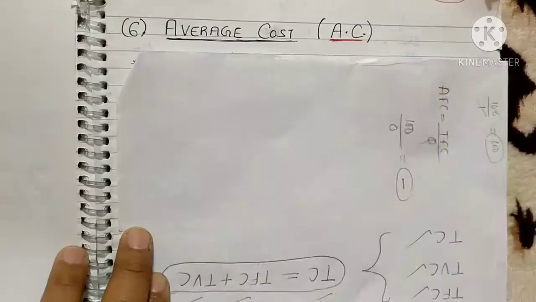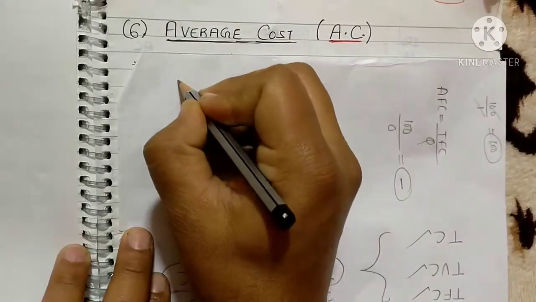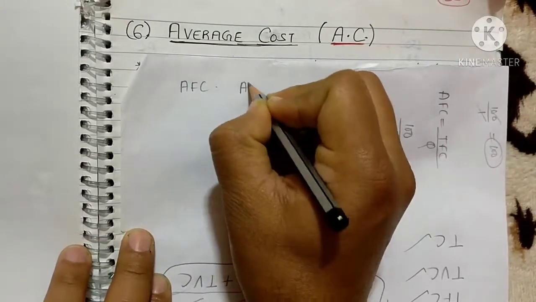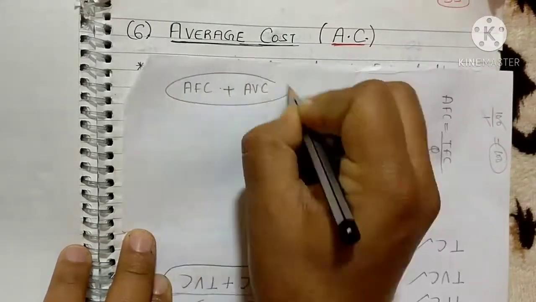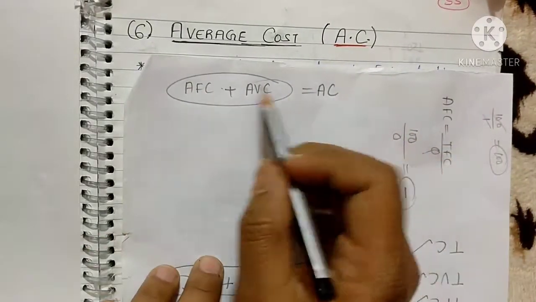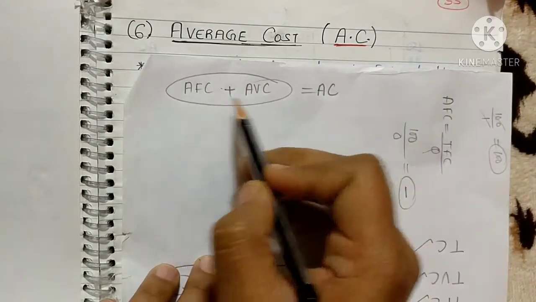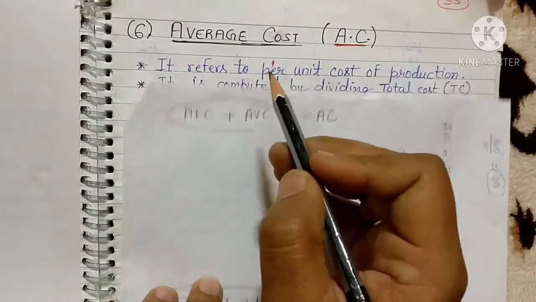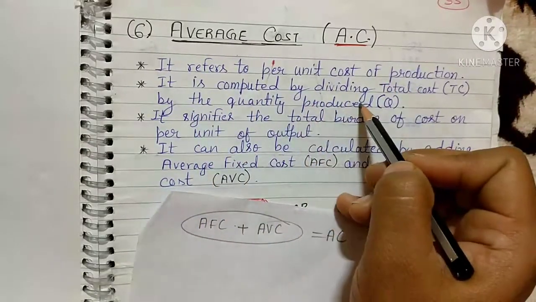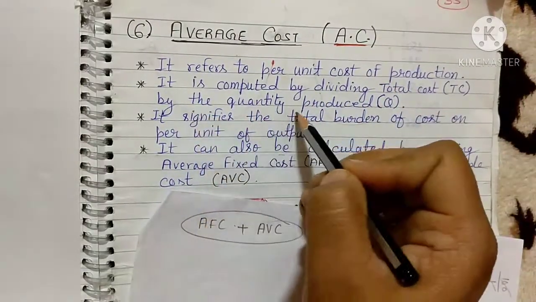Next curve is AC. We have talked about AFC, and we have talked about AVC. If I add both of them, it becomes average cost, just like total cost equals TFC plus TVC. In the same way, average cost equals AFC plus AVC. It refers to per unit cost of production. It is computed by dividing total cost by the quantity produced.